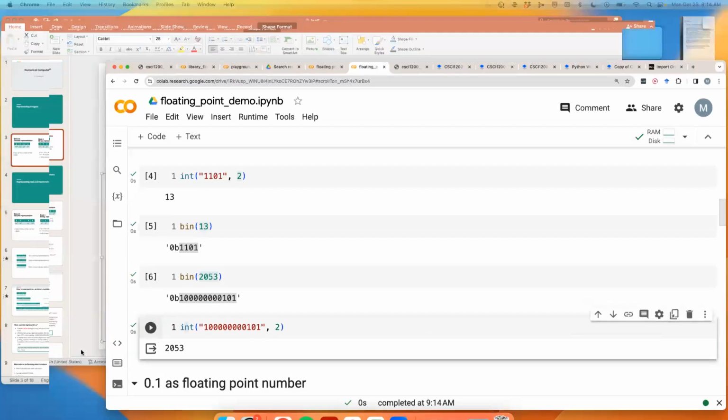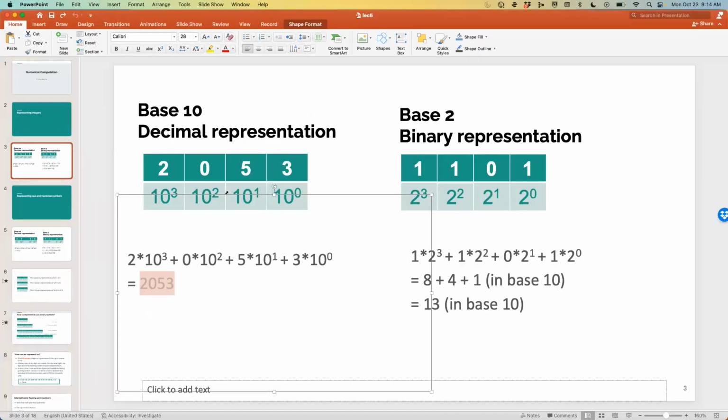Now, we just said that everything in base 10 is from 0 to 9. Base 2 will be 0 and 1. So are there any other bases that we're looking at? There are base 3 and base 16. I'm going to put in a remark.